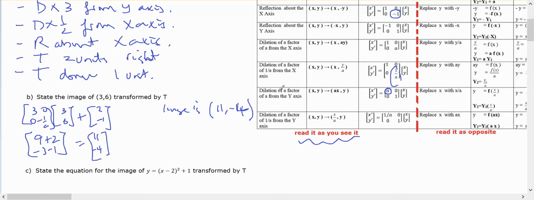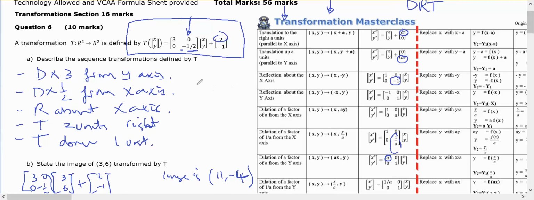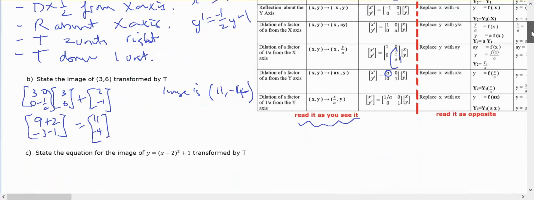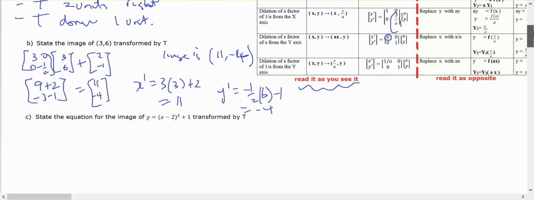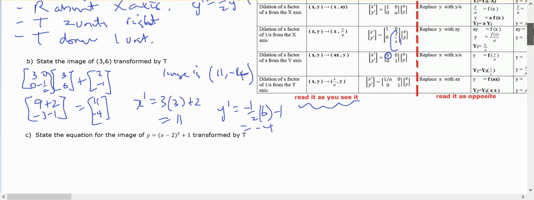Or I can multiply the matrix out and say that x dash equals 3x plus 2 and y dash equals negative a half y minus 1. Therefore, the image of x will be 3 times the original of x, 3 times 3 plus 2, which is 11, and y dash is going to be negative a half times y, which was 6, minus 1, which gives you negative 4. Same answers. And lastly, state the equation of the image.